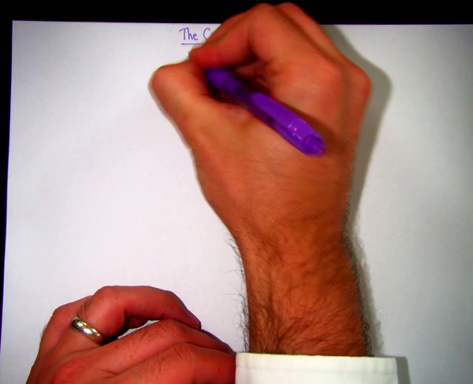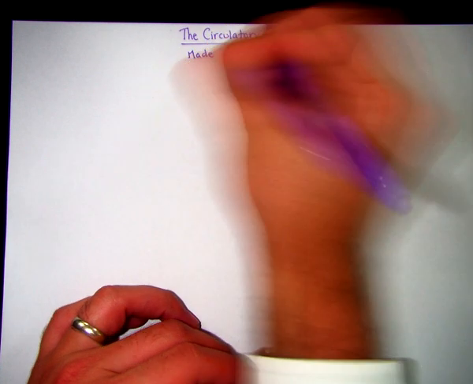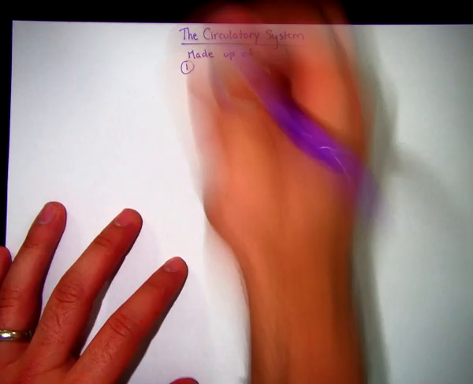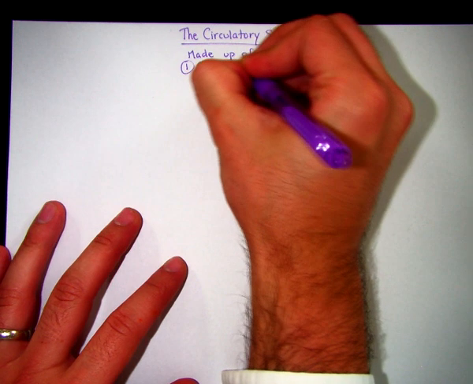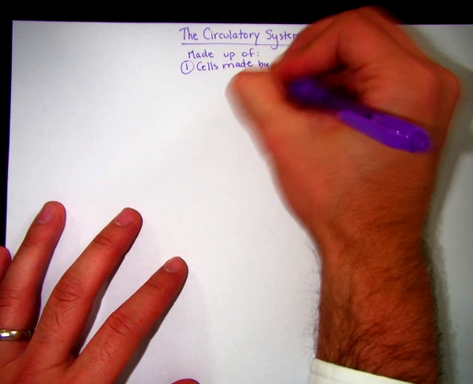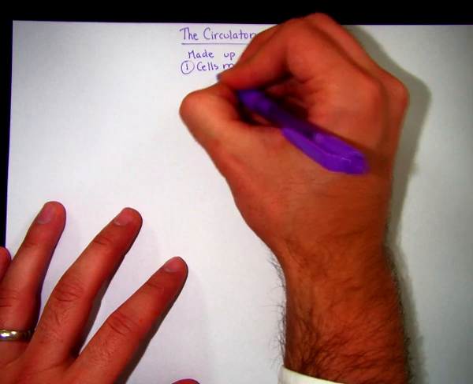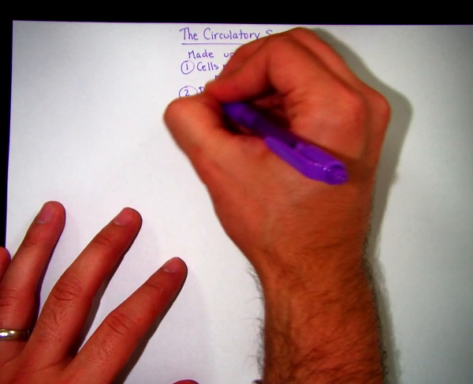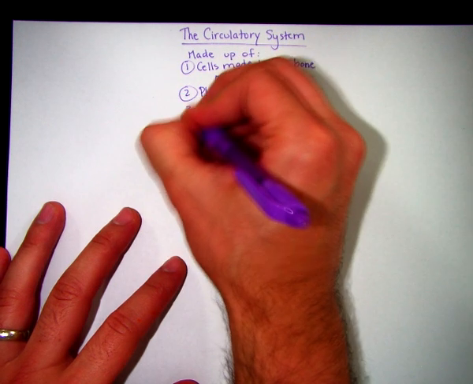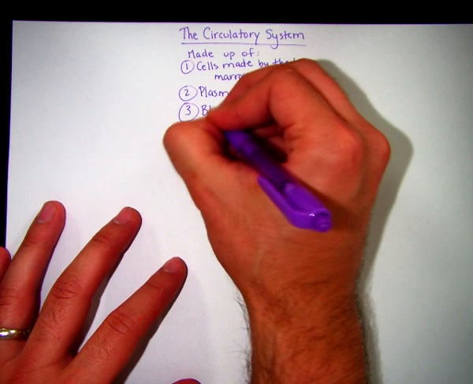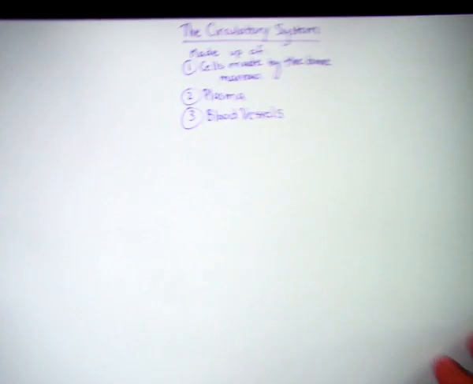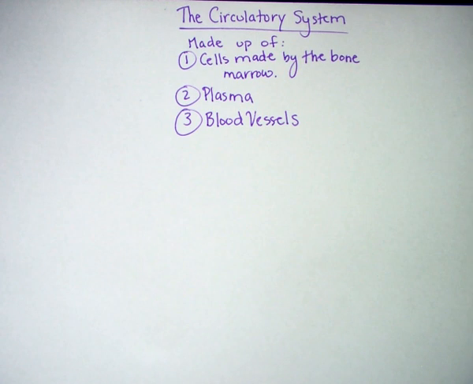Three parts. It is made up of, number one, cells made by the bone marrow. Number two, plasma. And number three, blood vessels. Three components of the circulatory system that we have to be familiar with: cells, plasma, and blood vessels.